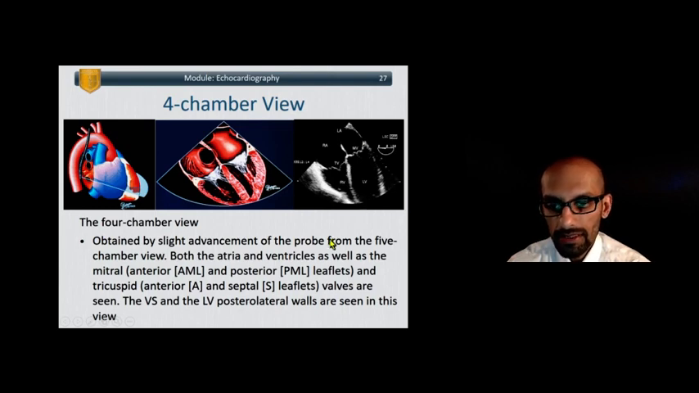Okay, and this is obtained by slight advancement of the probe from the 5-chamber view, which if you sort of pull it up a little bit, you'll actually capture part of the LV outflow tract and the aortic valve. So both the atria and the ventricles, as well as the anterior mitral and posterior mitral leaflets are imaged, as well as the tricuspid valve is seen in this imaging plane.